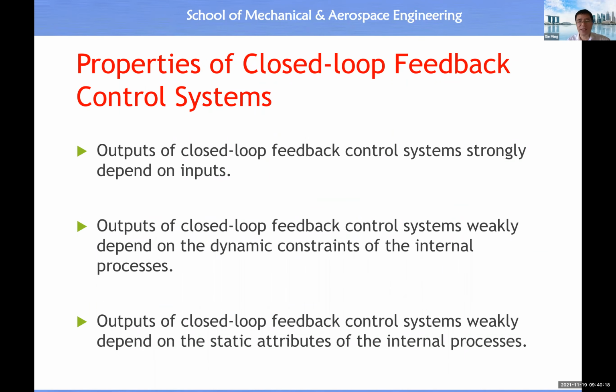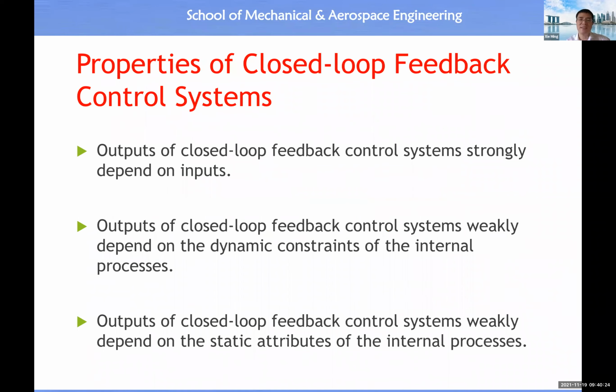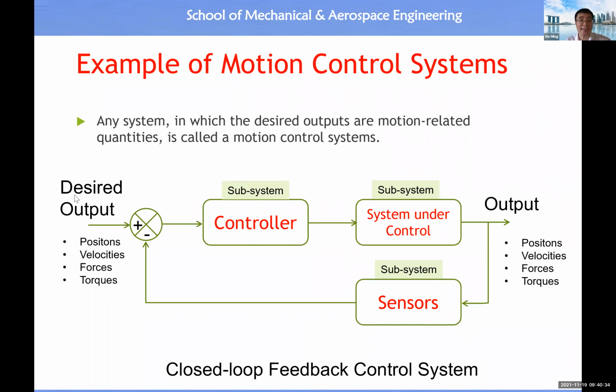Based on my discussion, this slide basically summarizes what I've said to you. First, the output strongly depends on the input, and actually the input is called the desired output. You see, I never put the input here. This is to change your mind, to make you think strongly about this property, this magic result. If we can make this error zero, what is this? This is the desired output.